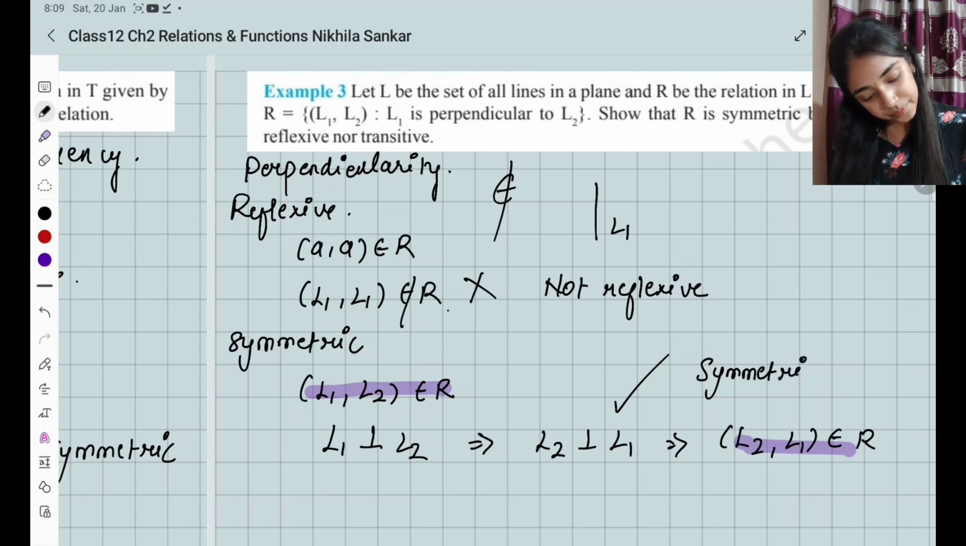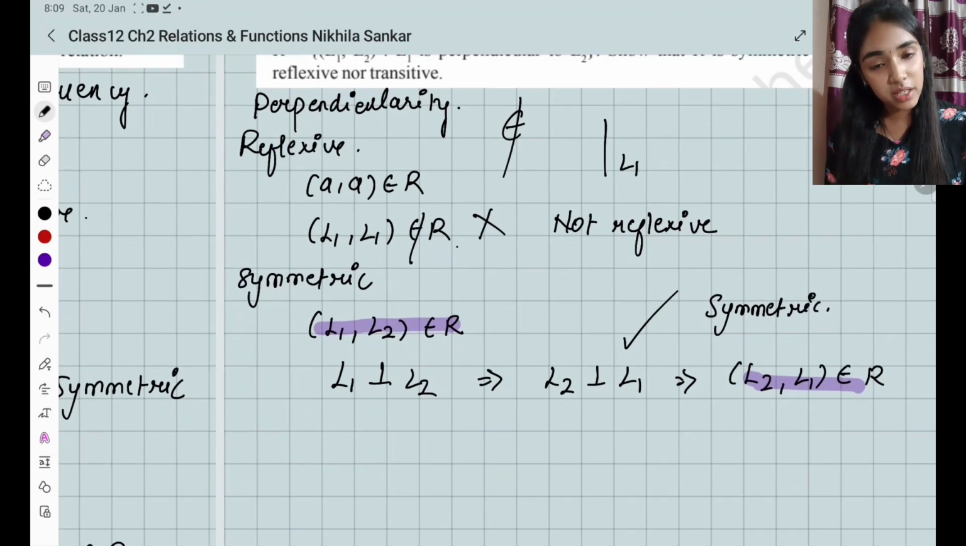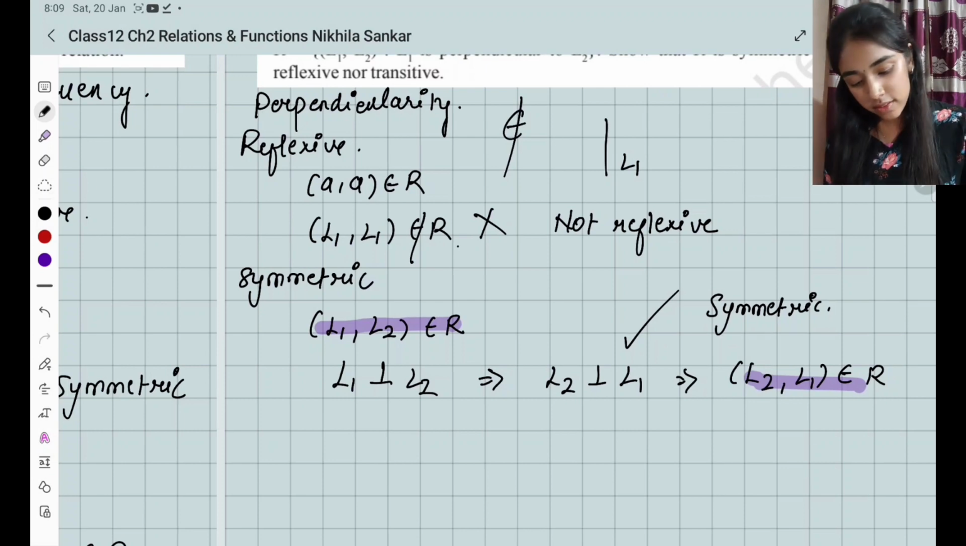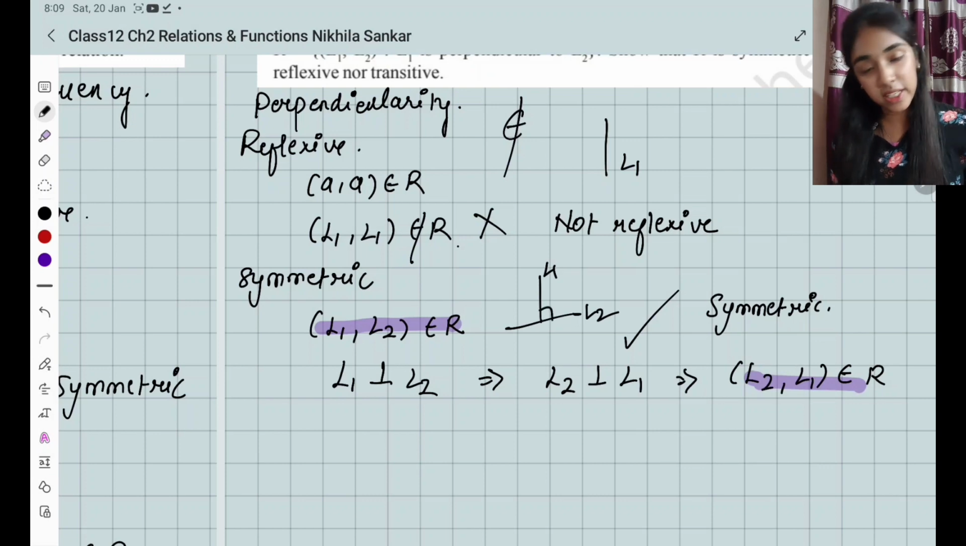புரிஞ்சுதா? When two lines are perpendicular to each other, L1, L2 perpendicular na L2, L1 perpendicular. Okay? So இப்போ for example this is L1, this is L2. So they are definitely going to be perpendicular. என்ன ஆர்டர்ல எடுத்தாலும் perpendicular தான் இருக்க போகுது.